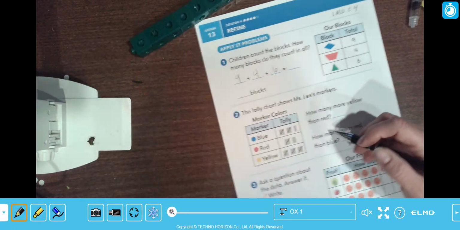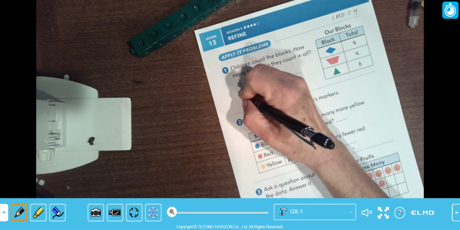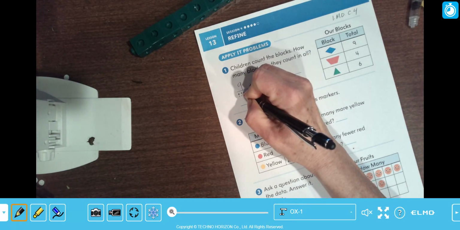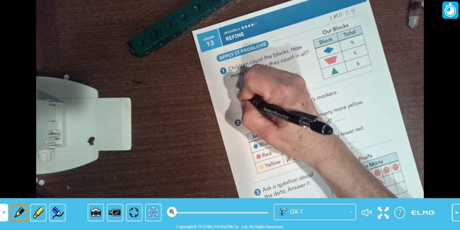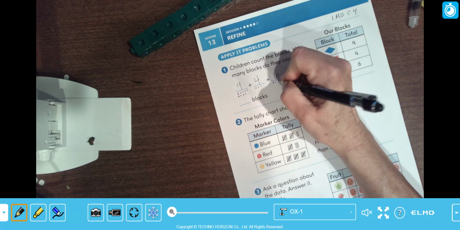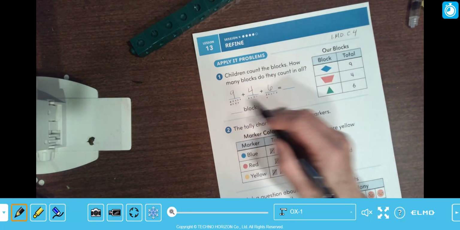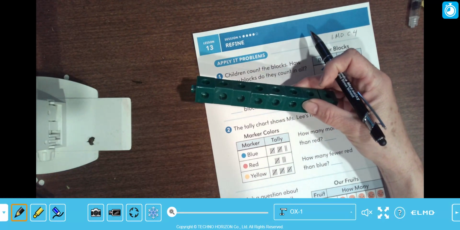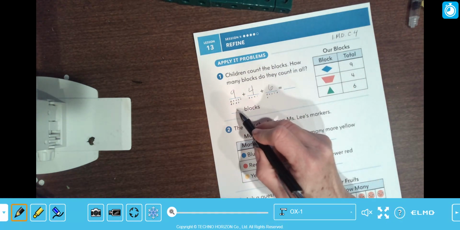Or you can draw circles or sticks. Let me see. 1, 2, 3, 4, 5, 6, 7, 8, 9. And then 1, 2, 3, 4. I should make these darker, huh? And then 1, 2, 3, 4, 5, 6. So there you go. You can count them up or draw sticks or use blocks or use beans, whatever you have, and then add them up and put that number here and write the answer here.